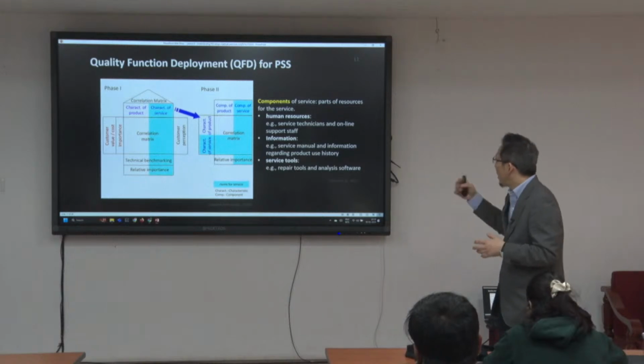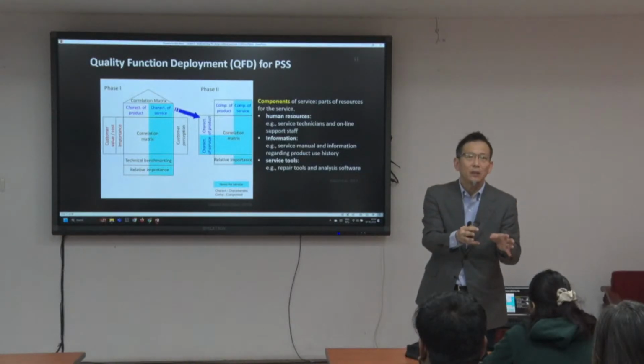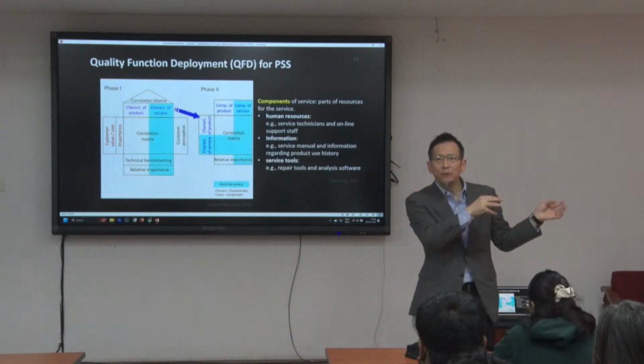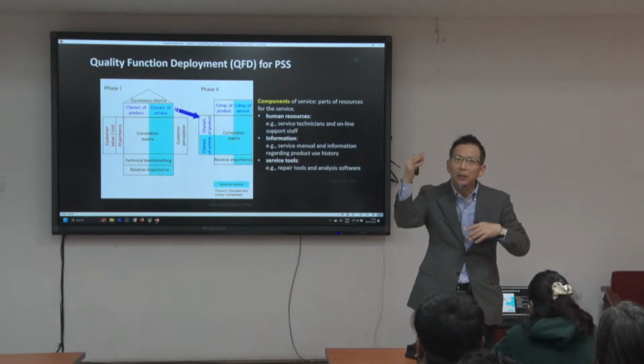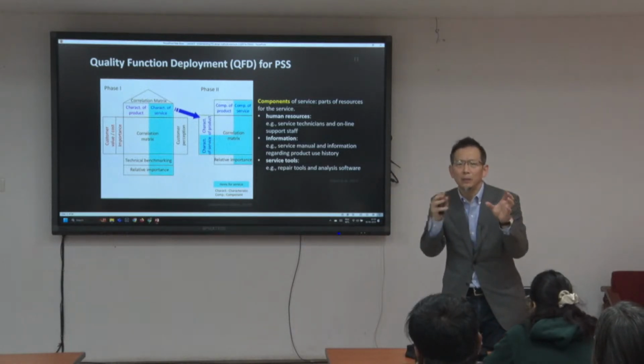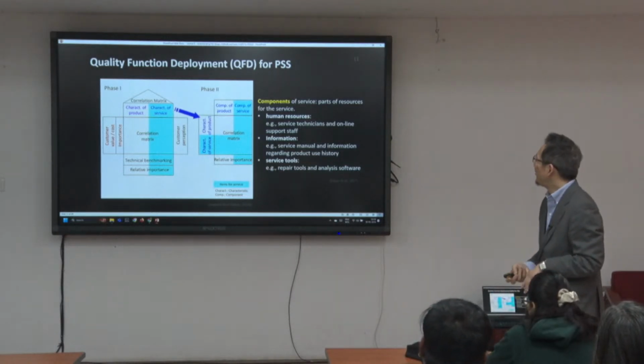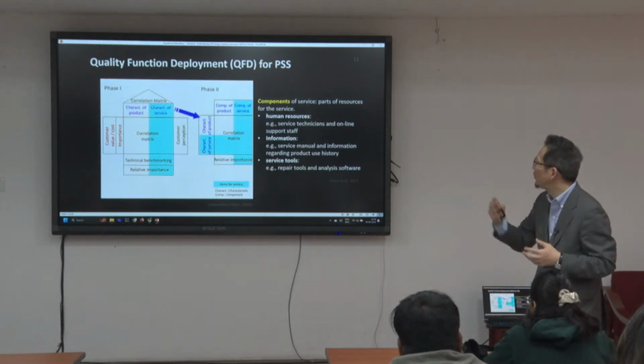But one of our papers suggests that components of a service may be human resources, information, or service tools. So the important point here is we want to describe an entity for a service, which is different from a characteristic. A characteristic is a parameter which has a dimension, a unit, but a component is an entity. I hope I'm making a clear distinction between the components and characteristics.